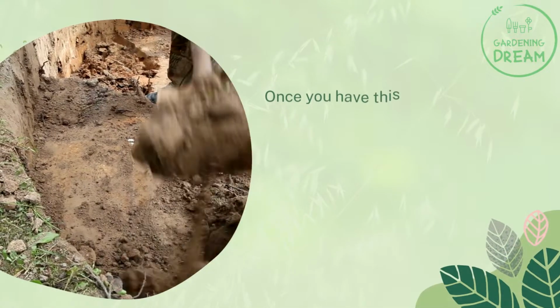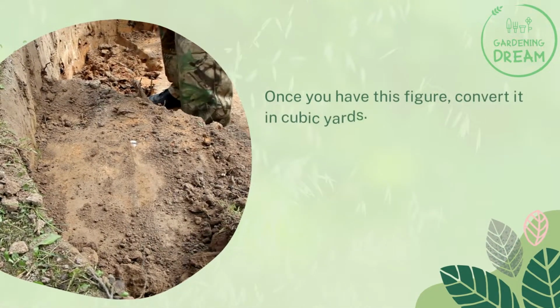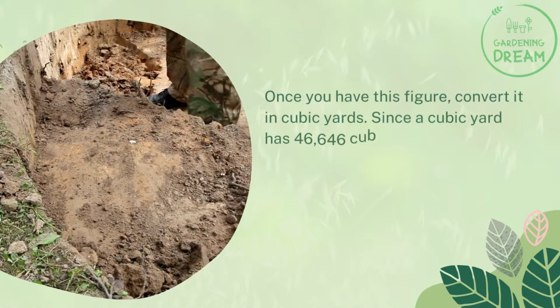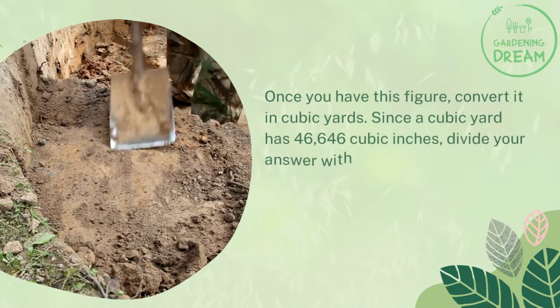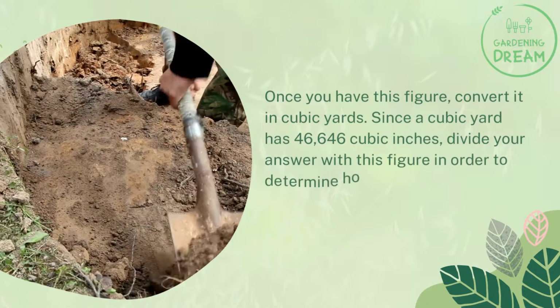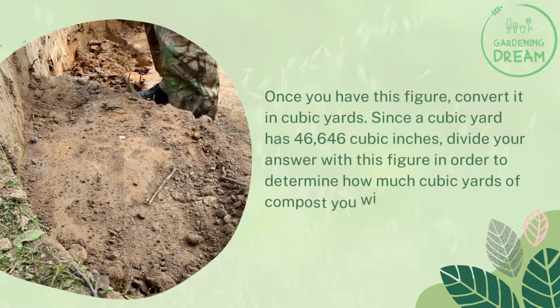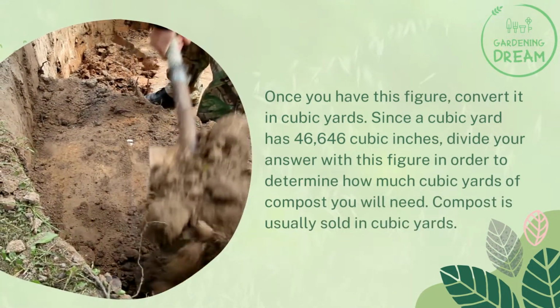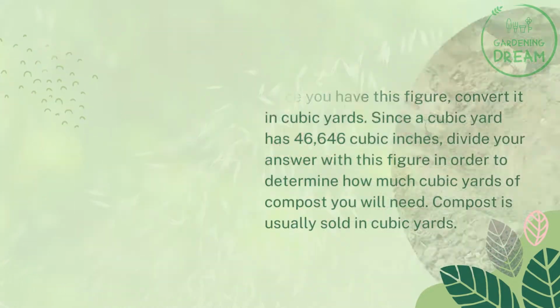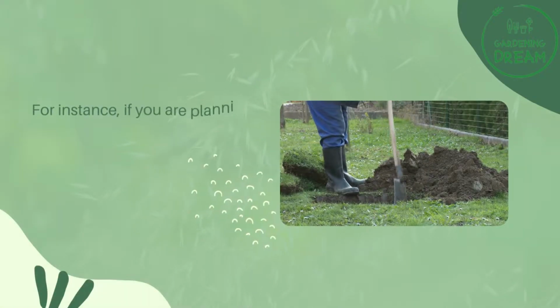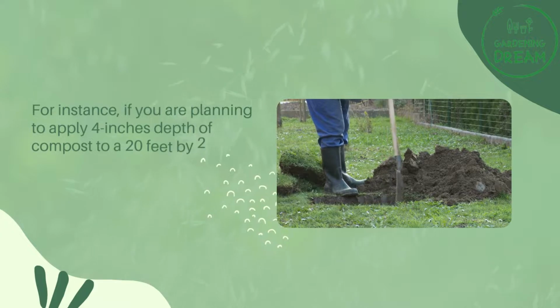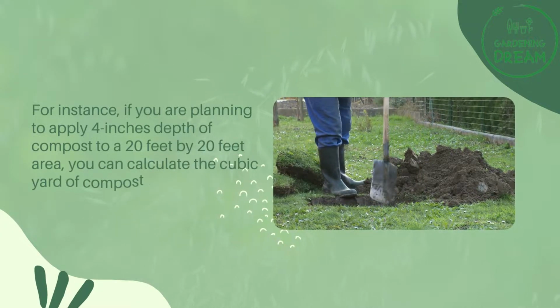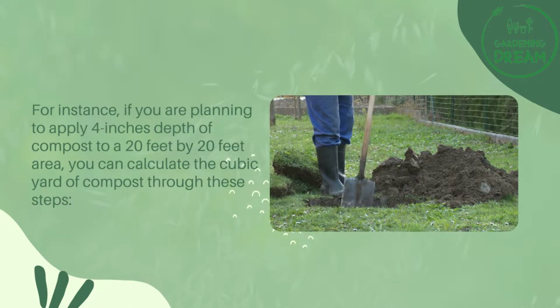Once you have this figure, convert it to cubic yards. Since a cubic yard has 46,656 cubic inches, divide your answer by this figure in order to determine how many cubic yards of compost you will need. Compost is usually sold in cubic yards. For instance, if you are planning to apply 4 inches depth of compost to a 20 feet by 20 feet area, you can calculate the cubic yards of compost through these steps.